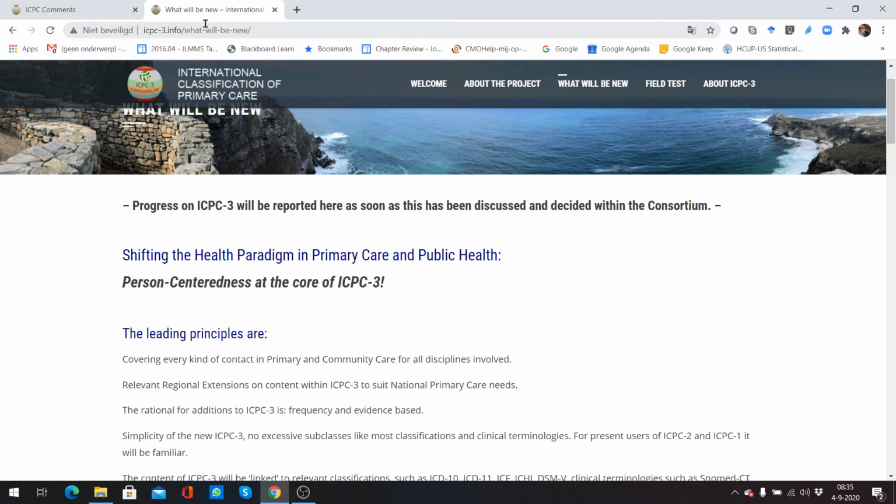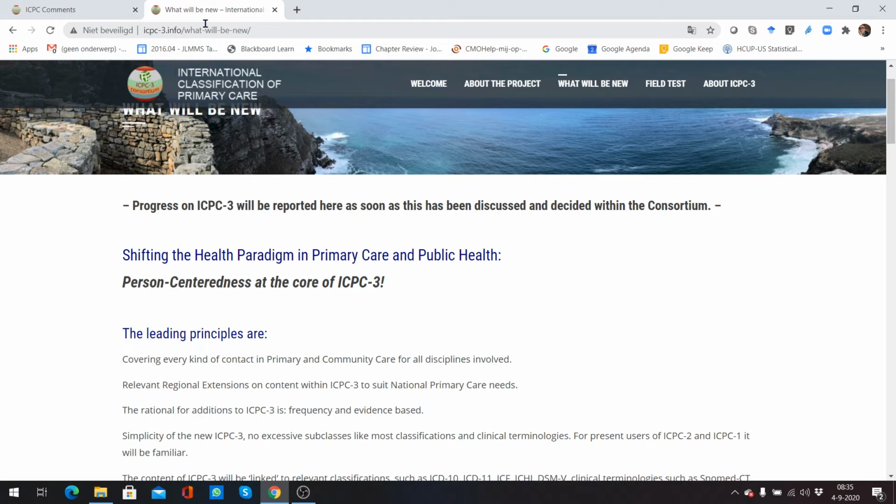My name is Kees van Boven and together with Huib ten Apel we are project leaders of the ICPC 3 consortium. The consortium, hosted by the Radboud University Nijmegen, the Netherlands, at the Department of Primary and Community Care, consists of several representatives from international bodies and scientific associations. The ICPC is the most widely used international classification for the systematic recording and organizing of clinical information in primary care.